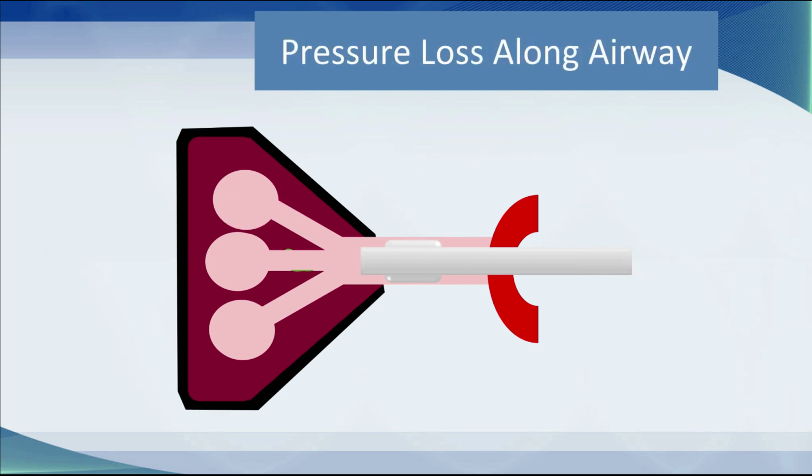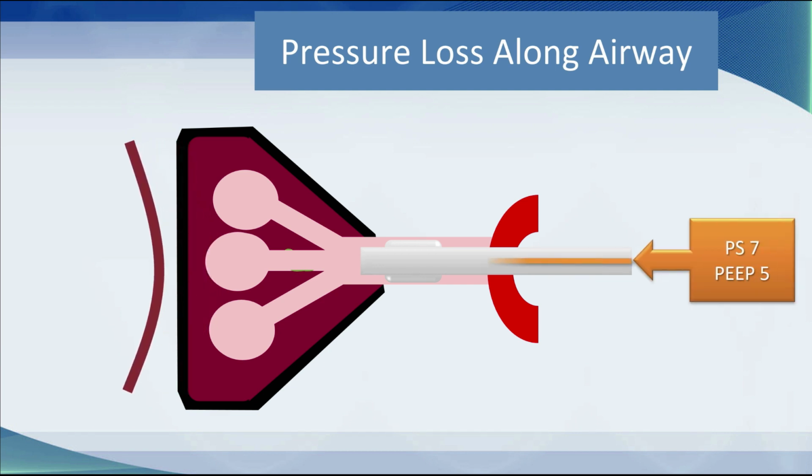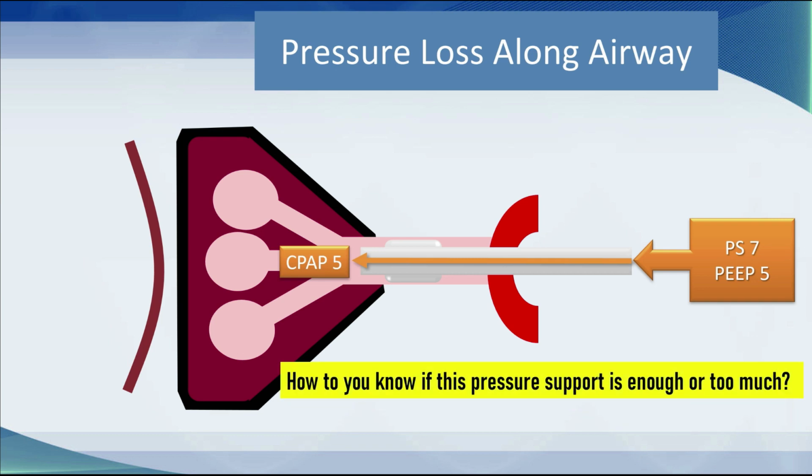Here we have set the pressure support at 7 and PEEP of 5. The tube size is 7.5 and it is believed that that is the correct amount of pressure support to be dissipated along the endotracheal tube. And as a consequence, if that is the case, then the patient should receive CPAP of 5 at the end of the tube. But how can you be sure that the patient is receiving sufficient pressure support, or whether they're getting too much? This is difficult and it's not easily assessed at the bedside using most ventilators.